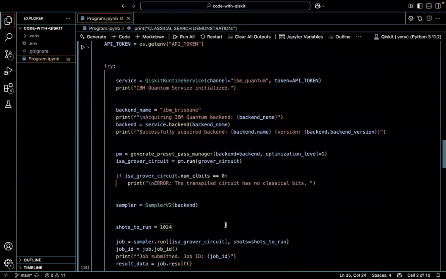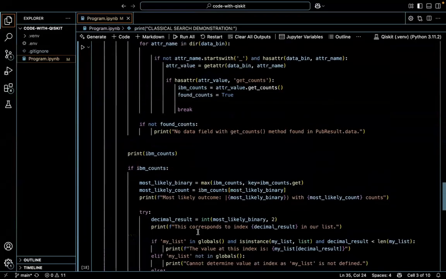Now, one thing to notice here is that we are using 1024 shots. So we ran this algorithm with 1024 shots. In quantum computing, a shot refers to a single execution of the circuit that results in a measurement. By running 1024 shots, we can identify the most frequently occurring result with high statistical confidence.